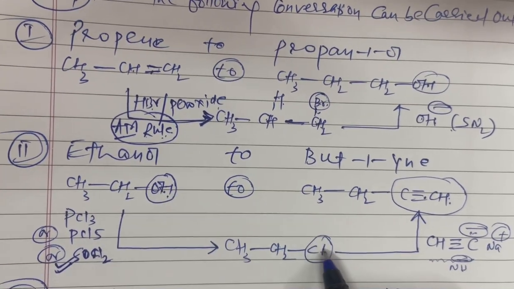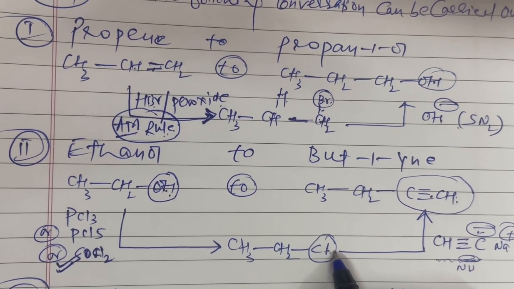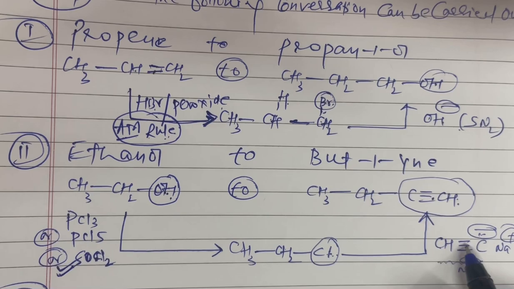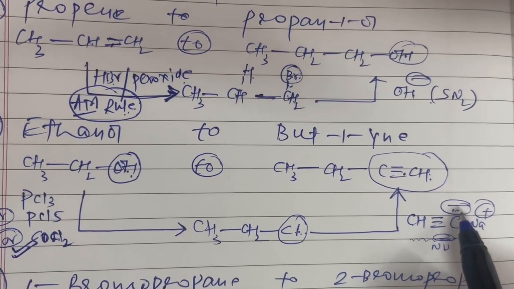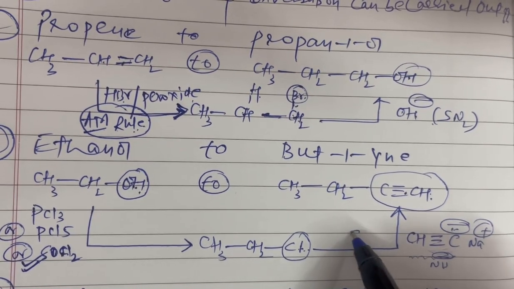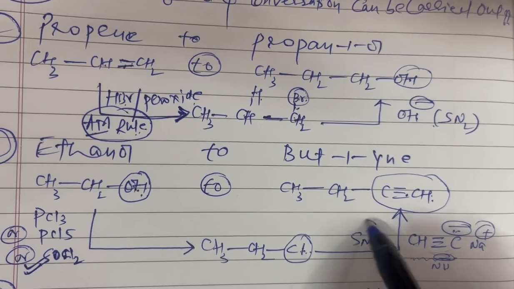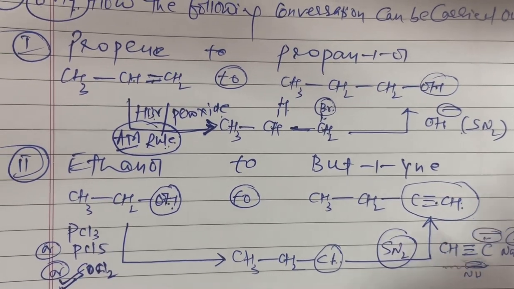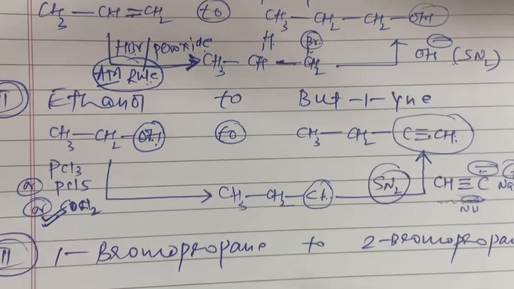Okay, so OH is getting replaced by Cl, and now this Cl is going to be replaced by this huge nucleophile, CH triple bond C minus. This part is the nucleophile, and this reaction will be an SN2 reaction. So Cl will be replaced by this. Overall this reaction is zero. I hope this is also clear for everyone.